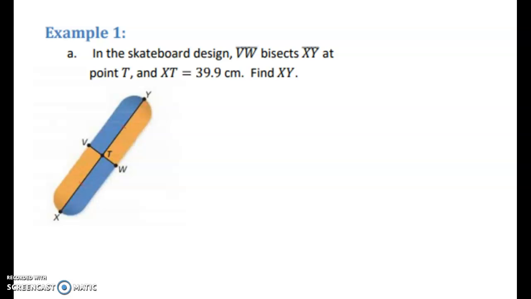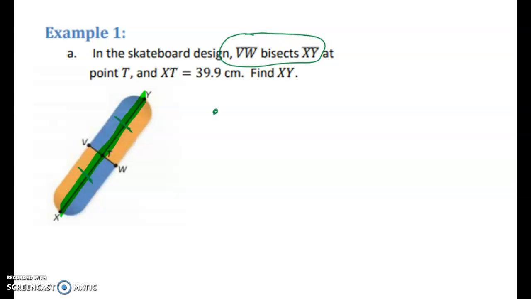Let's go ahead and look at our notes on example 1 on 1.3. So example 1A on 1.3. It says, in the skateboard design, VW bisects XY. So VW is doing the cutting, XY is being cut. So right here you have XY, that's what's being cut. VW is bisecting. So VW is acting like the knife. So that means this part right here is equal to this part.